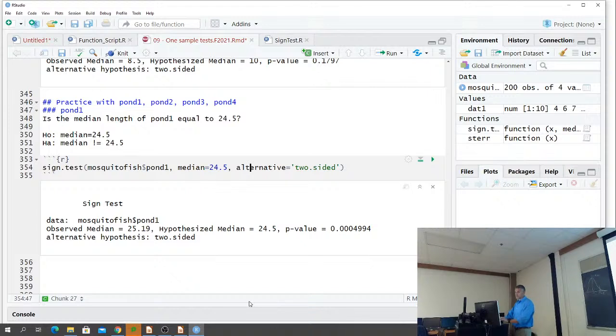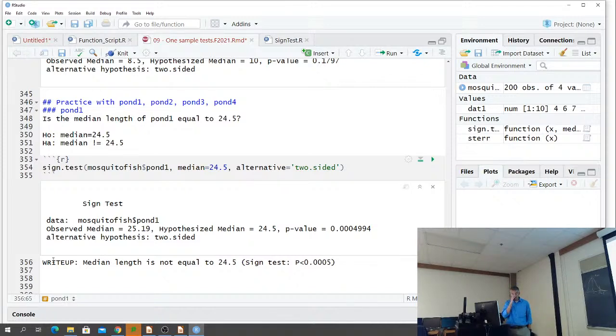So we have this. What's our write-up? Our write-up is including everything that we need to include. So conclusion or interpretation: median length is not equal to 24.5. What test did we run? We ran a sign test. Do we have a test statistic? No. Do we have degrees of freedom? No. The only thing we have is a p-value.